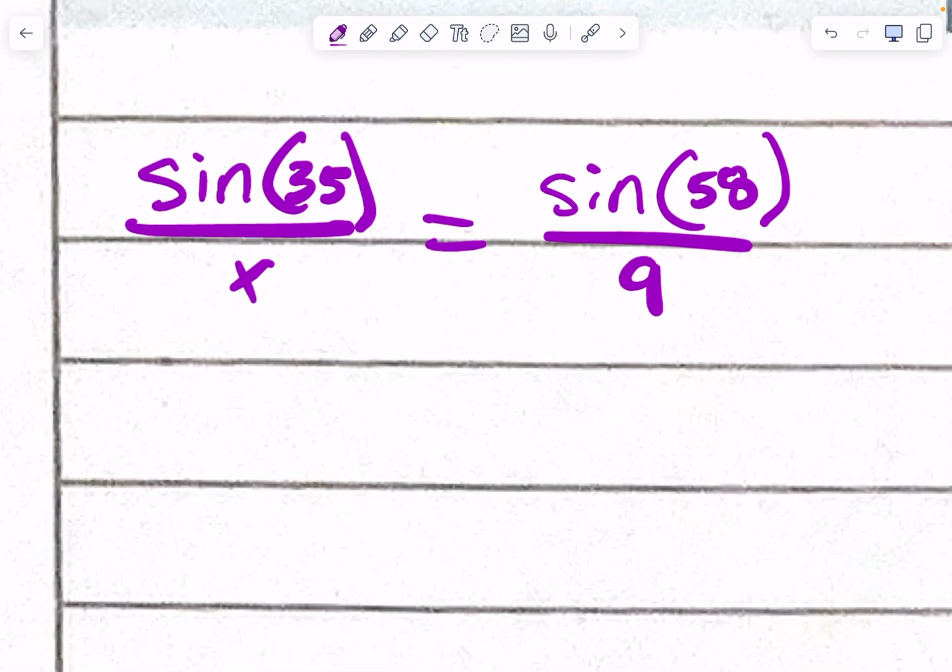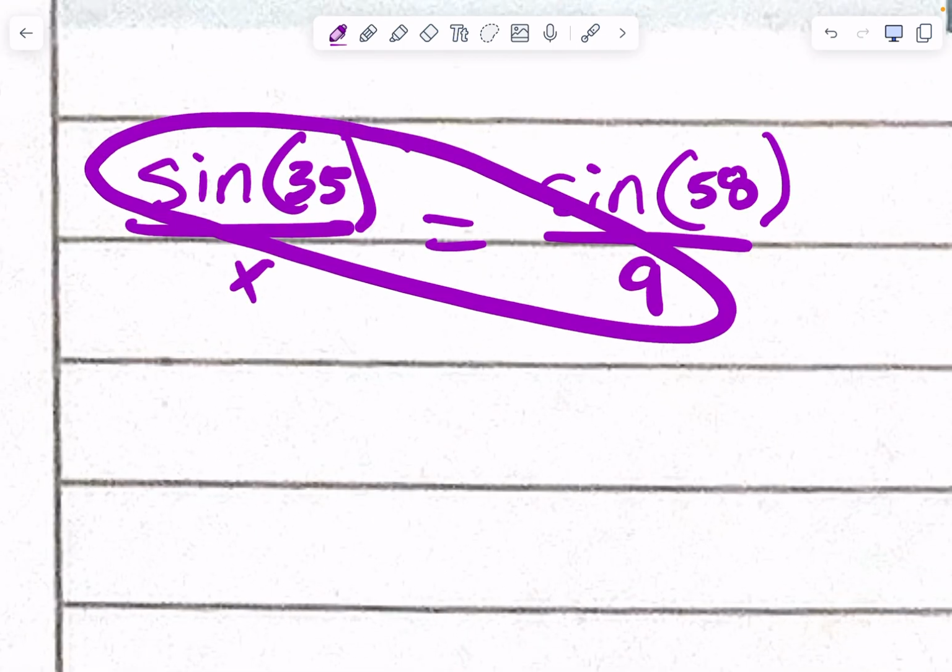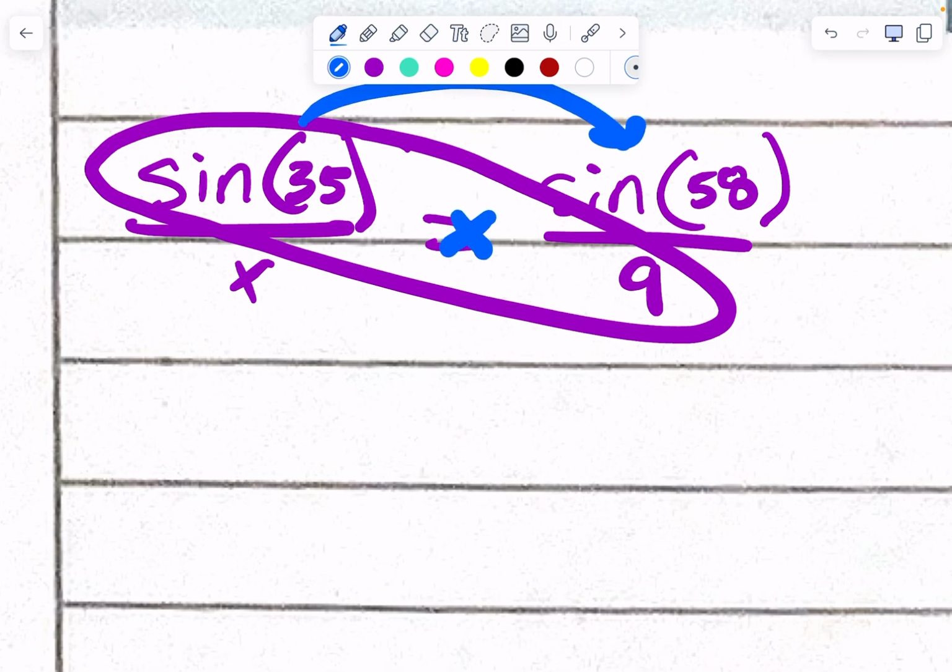All right, now we cross multiply. So I'm going to multiply these 2 together, right? And then what to solve for x? Yeah, we multiply those 2 together, and then we're going to divide by sine of 58. You see how that works? Cross multiply, divide. X equals, multiply those together, divide by sine of 58. Practice typing that in. 9 times sine of 35 divided by sine of 58. X equals.